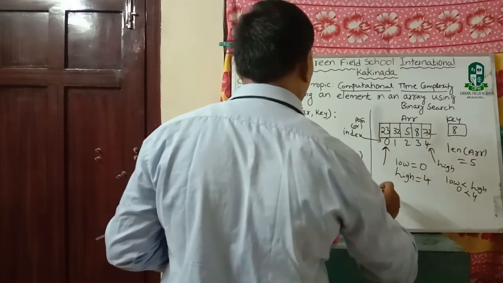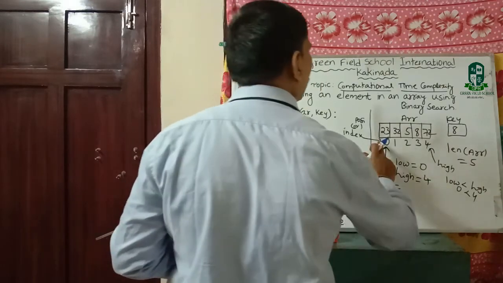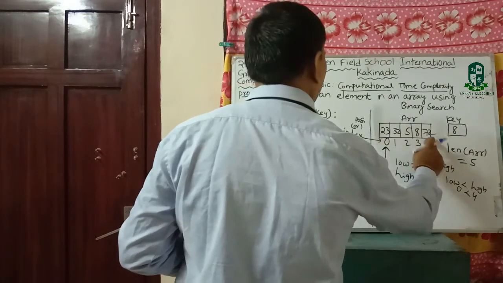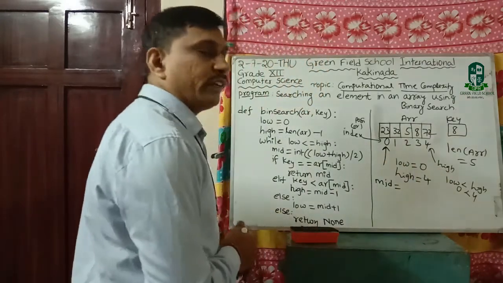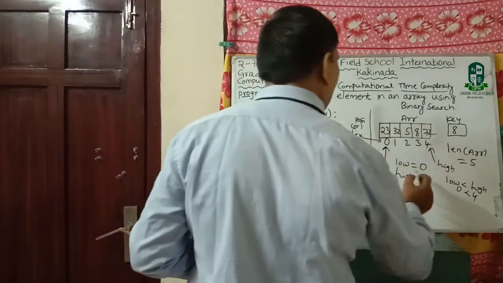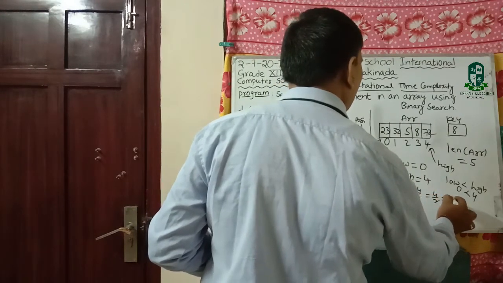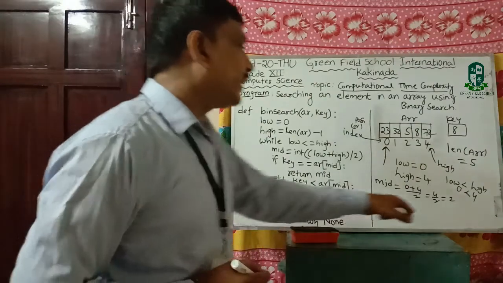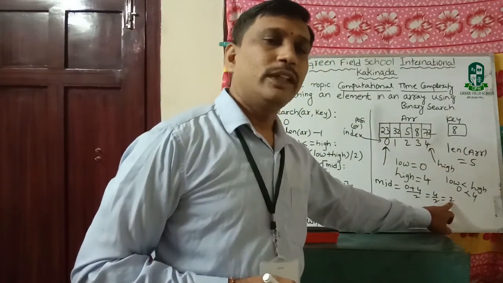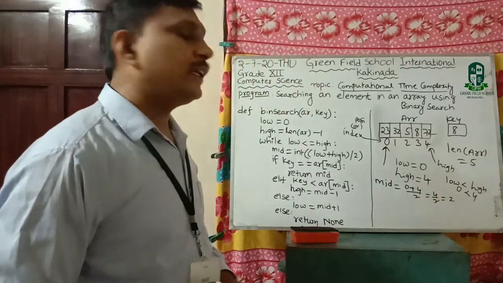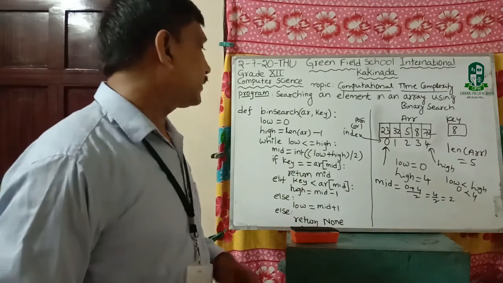Then we calculate mid, which is equal to low plus high divided by 2. So 0 plus 4, which is 4, divided by 2, that is equal to 2. If it returns a decimal value, we take only the integer value. That's why we take mid equal to 2.